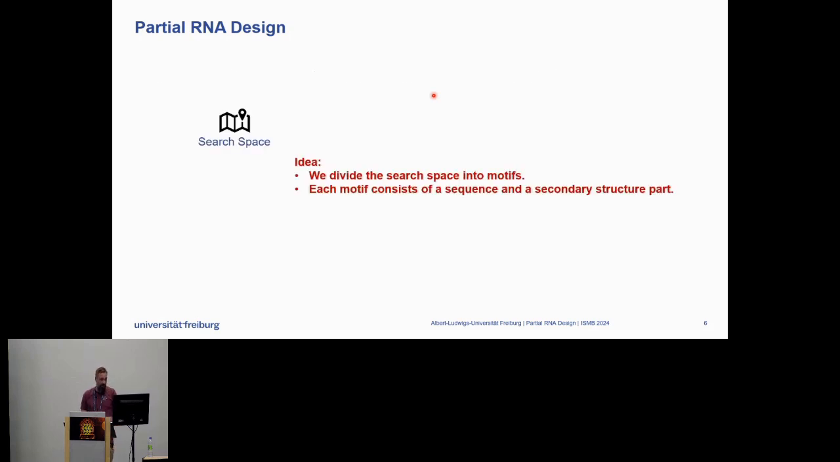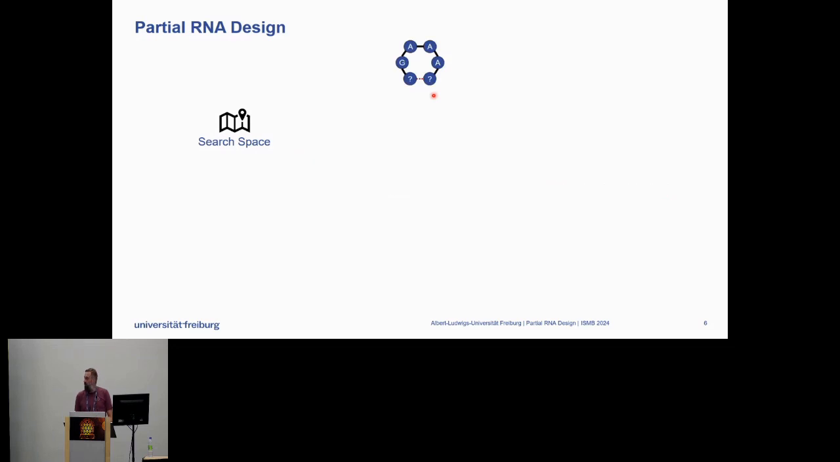So when we would like to define a search space here, our idea is very simple. We just divide the search space into motifs, and each motif consists of a secondary structure part and a sequence part. So when we look at our loop motif here, we can simply define the secondary structure part and the sequence part. Here you see that we also include a wildcard symbol, this question mark here, that corresponds to a position where we can assign any nucleotide to.